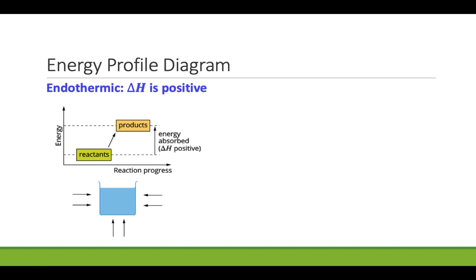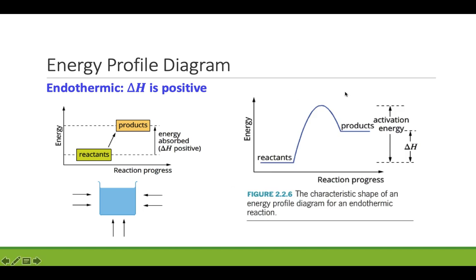And for an endothermic reaction, you can expect a shape that's like this. Yeah? The reactants absorb a lot more energy than the energy released to form products. And from reactants to products, this vertical gap is your delta H.